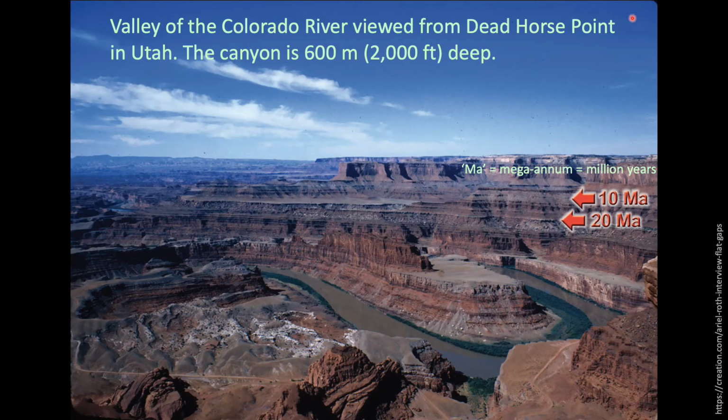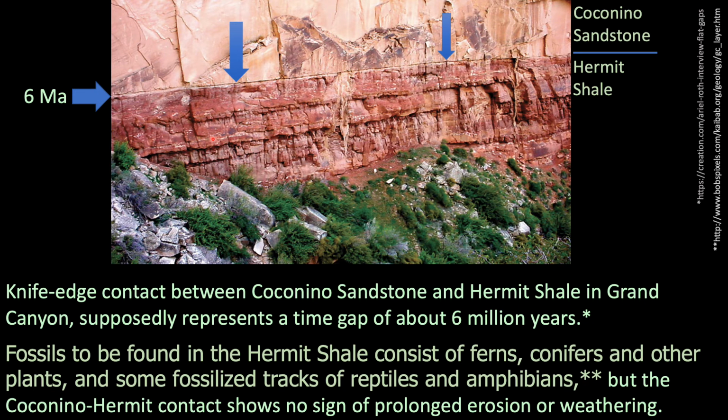Here we see two paraconformities, one with 10 million years of missing time, another one with 20 million years of missing time, yet there's no erosion below the paraconformities. This paraconformity supposedly represents 6 million years of missing time. We have the Coconino sandstone above the paraconformity and the Hermit Shale below. Shale is a fairly soft rock. It's easily weathered or eroded. The Hermit Shale fossils consist of ferns, conifers, and other plants, and some fossilized tracks of reptiles and amphibians. So this was subaerial, supposedly for 6 million years, and yet we see nothing but a fresh contact at the top of the Hermit Shale.